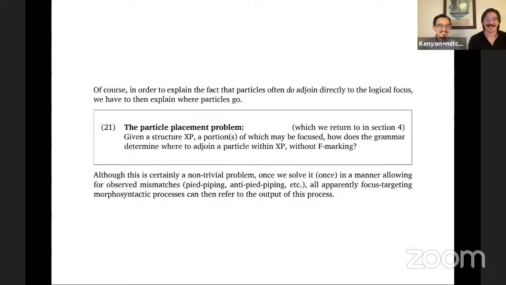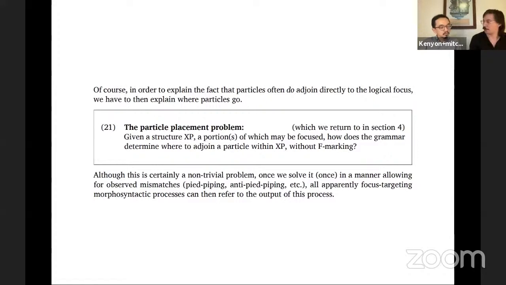Thanks. So we do, of course, have to explain the fact that particles do seem to adjoin directly to the logical focus, and that some mismatches aren't tolerated, and then we need to explain where particles can and can't go. So I've introduced a sort of new problem, which I'll get back to at some point, which is, if you have a structure, a portion of which may be focused, how does the grammar know where to adjoin a particle within it without F marking? And this is a non-trivial problem.